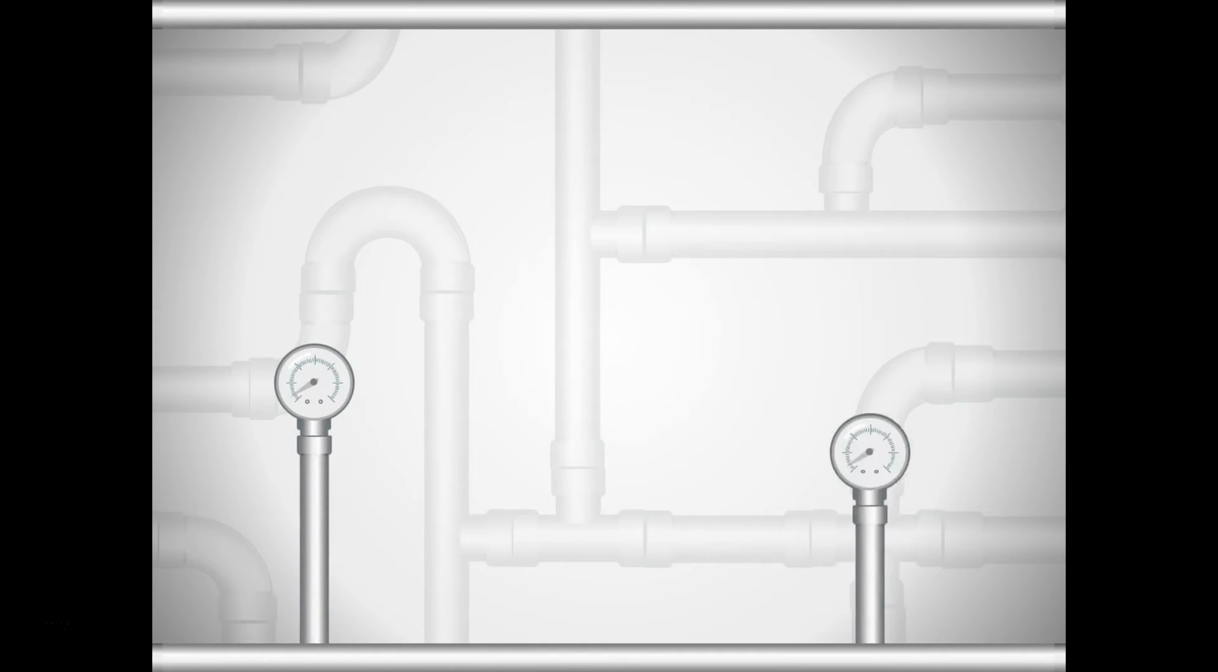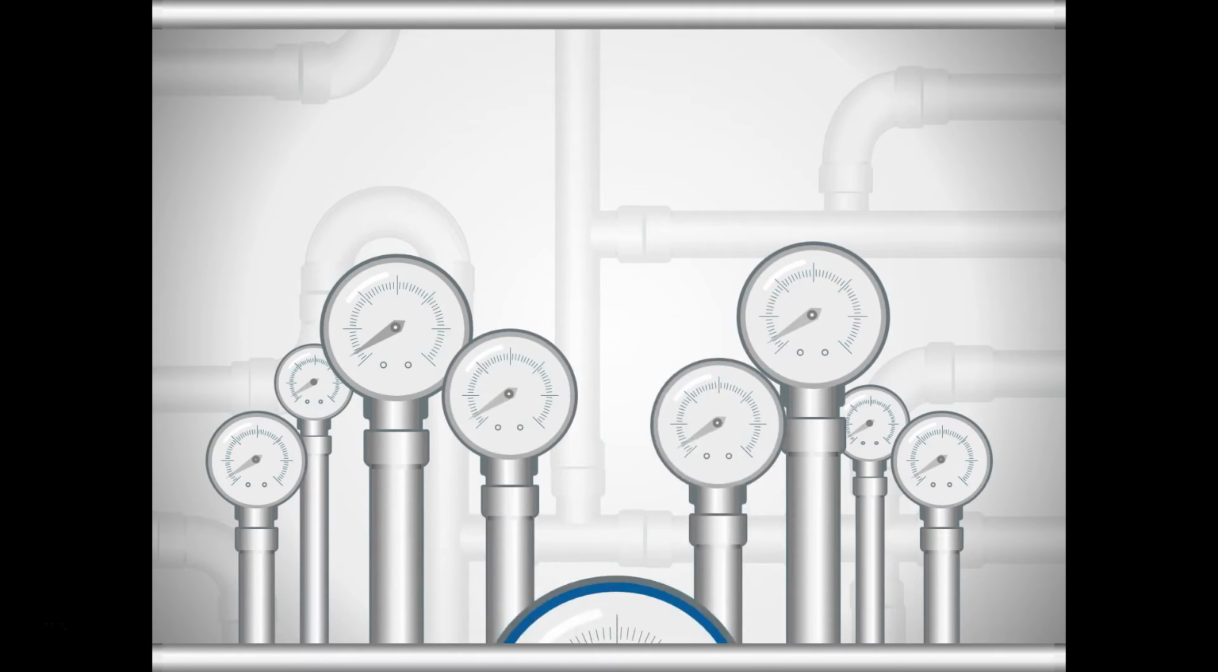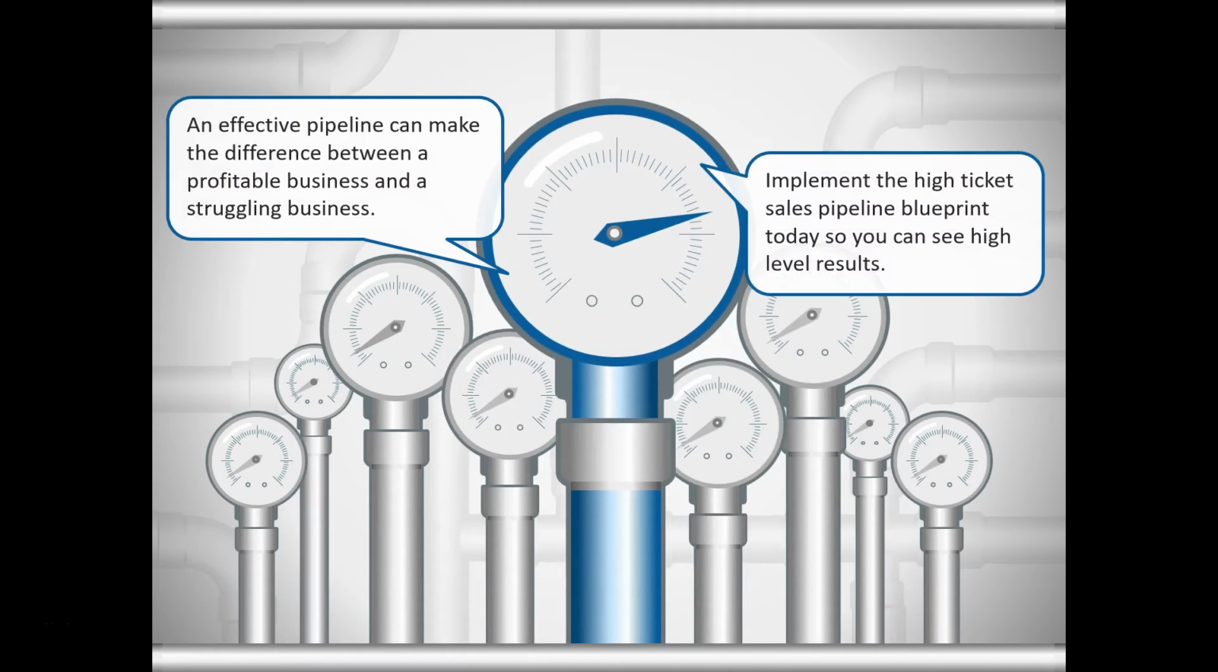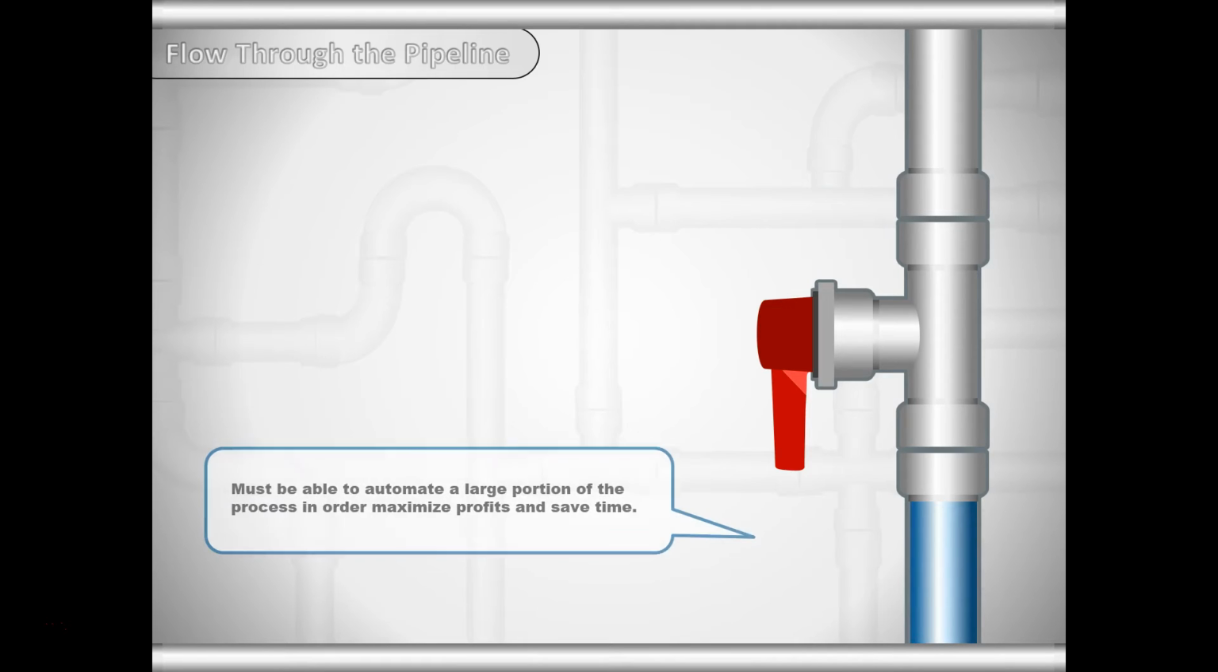Now, let's go through how the flow through the pipeline works. So an effective pipeline can make the difference between a profitable business and a struggling business. There's no doubt about that. So what you want to do is implement the high ticket sales pipeline blueprint so that you can see these high level results. Most people don't have a pipeline when they're working with their clients one-on-one. So here's the thing. How does this work with flowing through a pipeline? This is kind of an illustration that we'll go through.